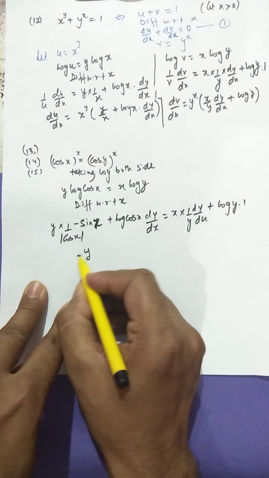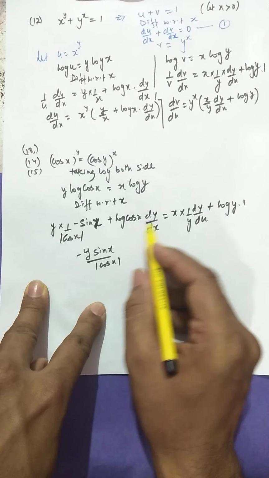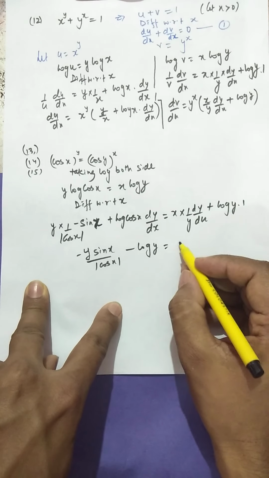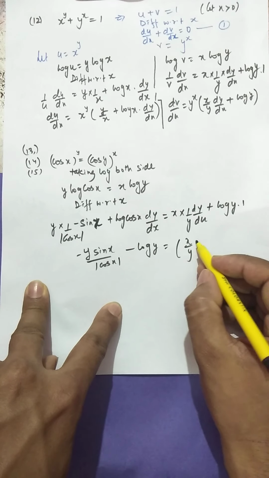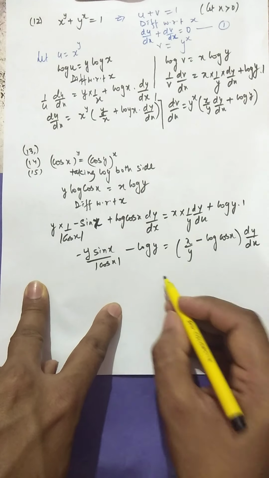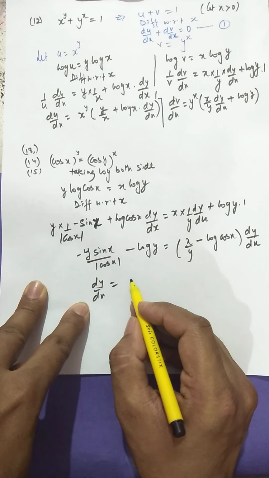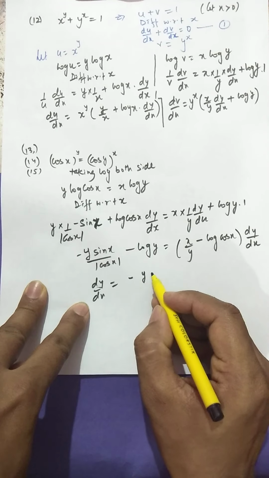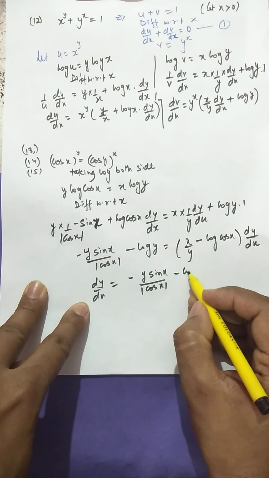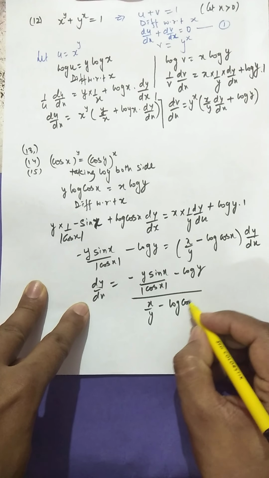So from this relation we'll separate dy by dx. So this is minus y sin x upon, you can write this, mod cos x, and you bring this side log y, and this will become then x upon y, and dy by dx you take, this is log cos x, and this is dy by dx. So now finally you can write dy by dx as this, you can take minus y sin x upon cos x mod, and this is minus log y upon, this is x upon y minus log cos x.